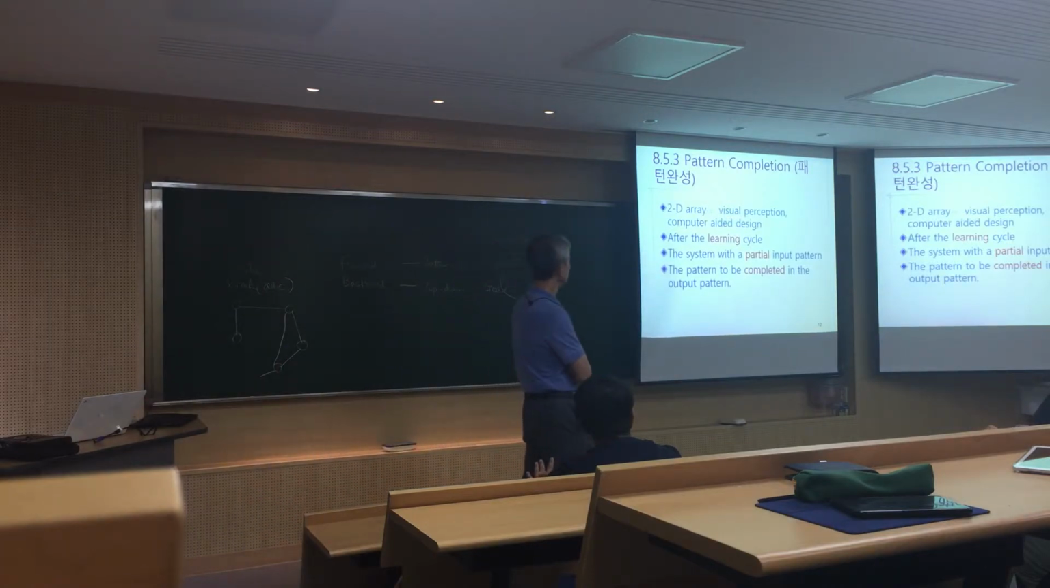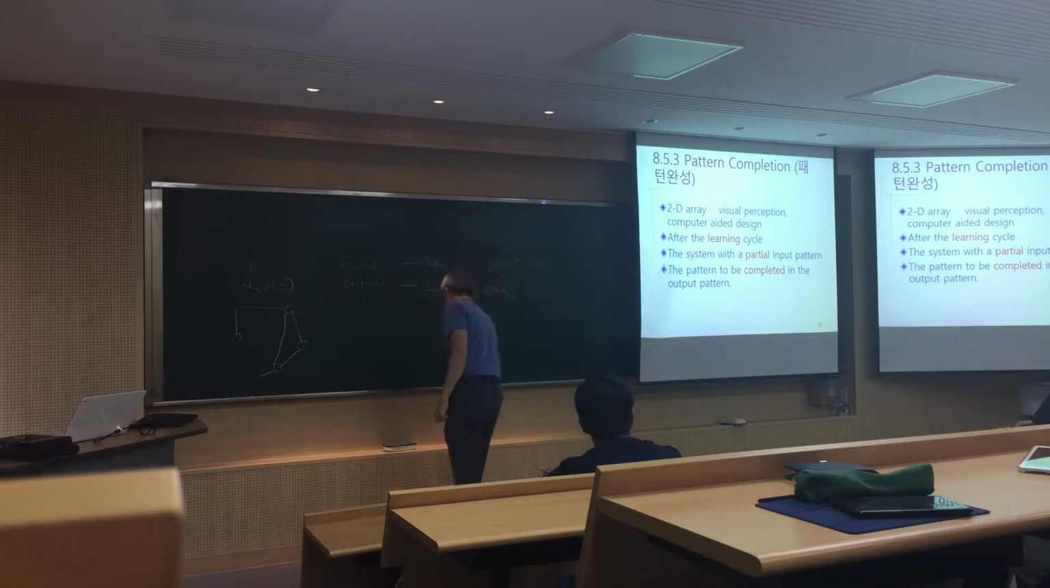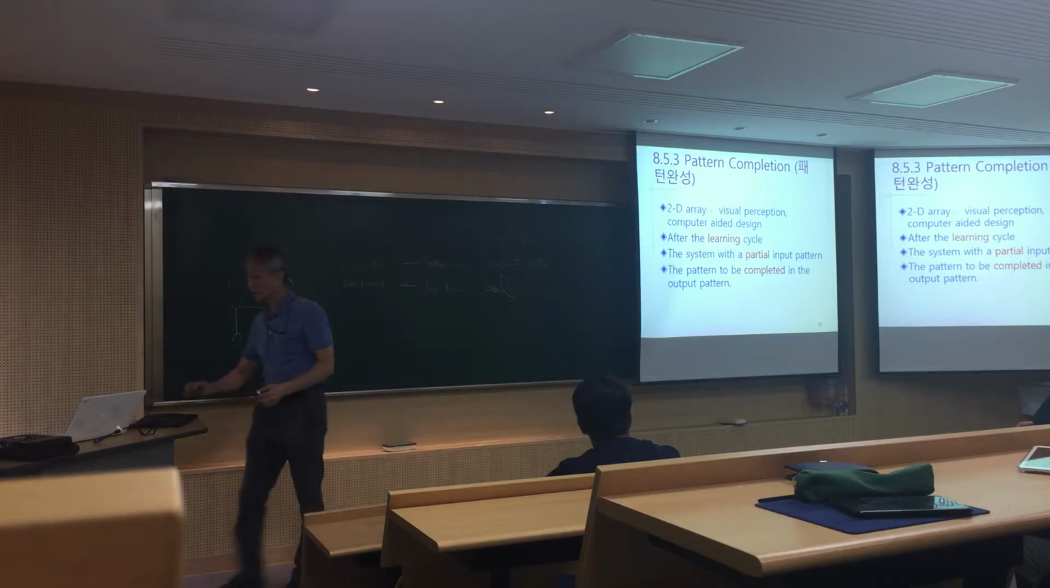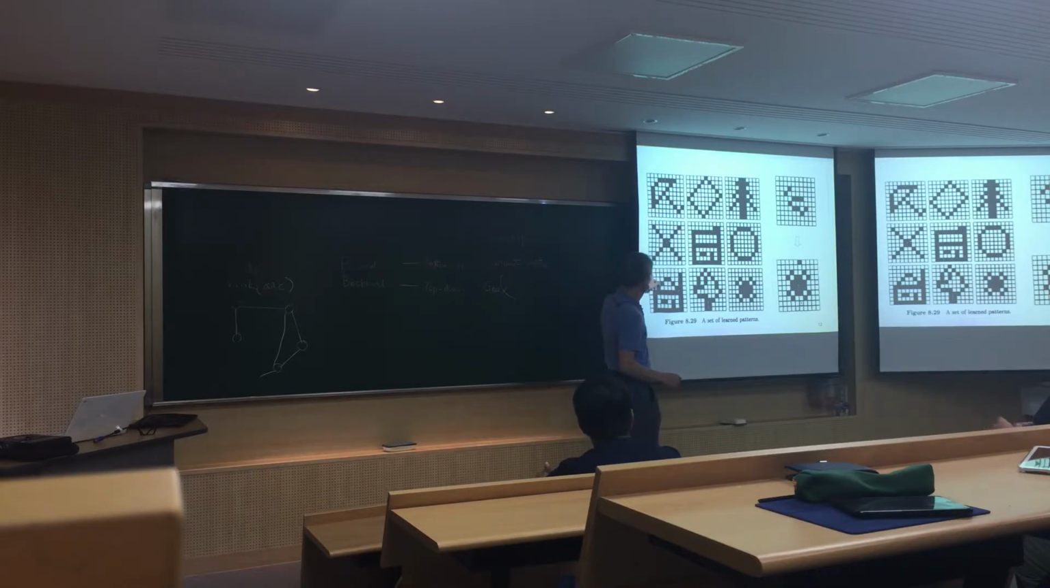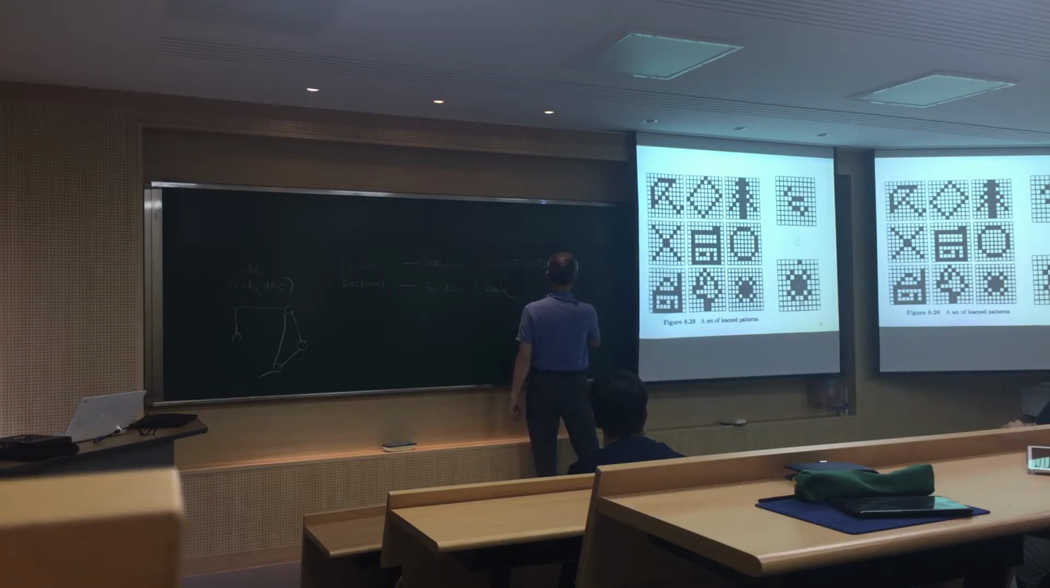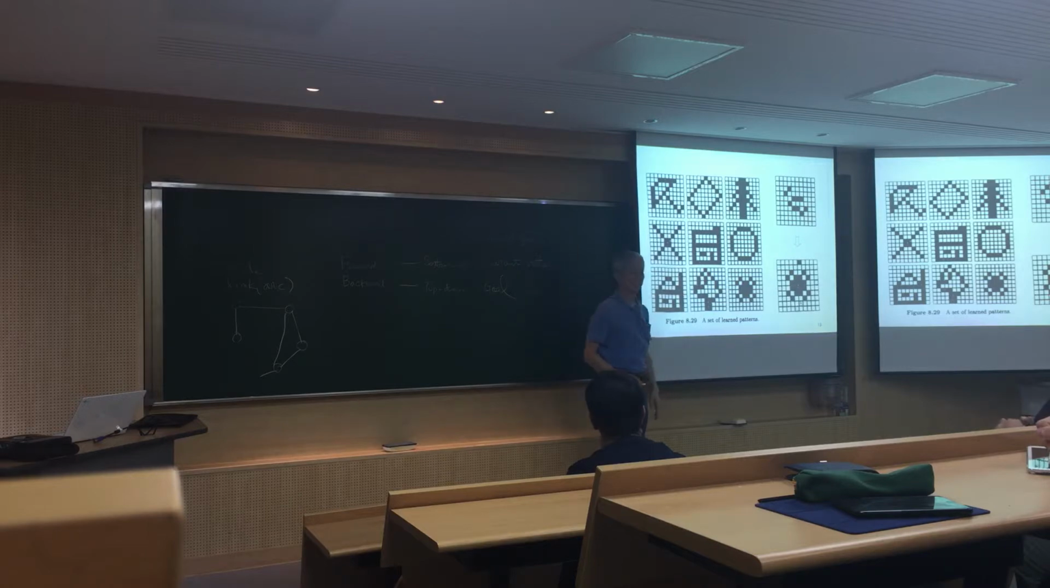And pattern completion. For visual perception, they use a 2D array because it is a black and white pattern. Right, this one, a 2D array, so each element can be 0 or 1. Let's say this is 1, this is 0. Black is 1 and 0 is white. So it's enough to have a 2D array of 1 bit for each memory.